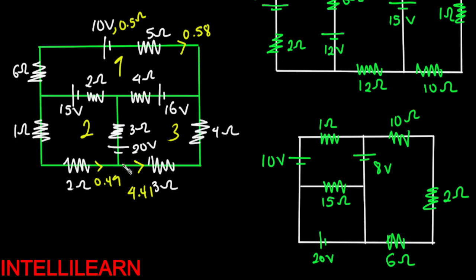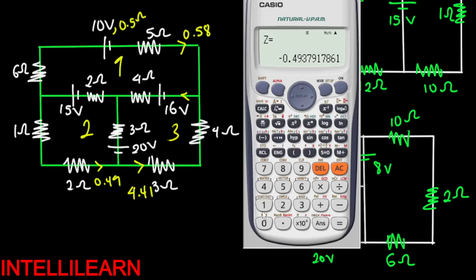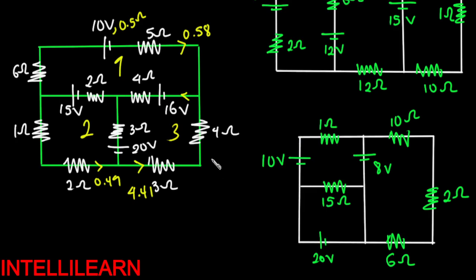0.49. Now it remains the middle currents. What are the middle currents? So how do I get the current here? You see that 0.58 comes in, and from here 4.41 comes in. So there are two currents coming in. So that means the last one must go out of this junction. Let's calculate that. 0.58 plus 4.41 gives us 4.99. So the current here is 4.99.